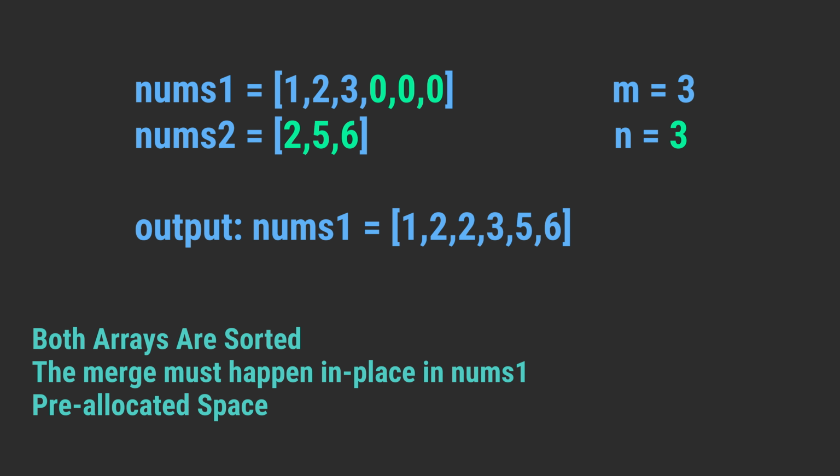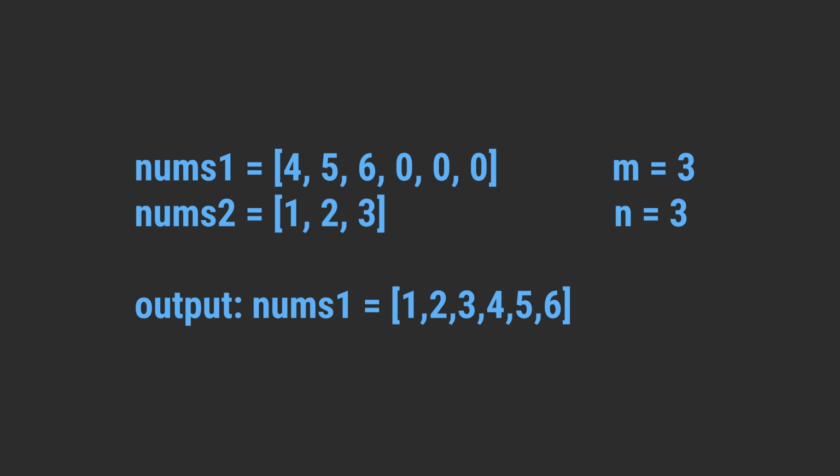nums1 has exactly enough space at the end. It's m plus n long, with the last n slots filled with zeros. These zeros are placeholders, effectively telling us, here's your empty space to put elements from nums2. Given these observations, especially the in-place requirement and the empty space at the end of nums1, how do we efficiently merge? A common first instinct is to start comparing from the beginning and insert the smaller element first.